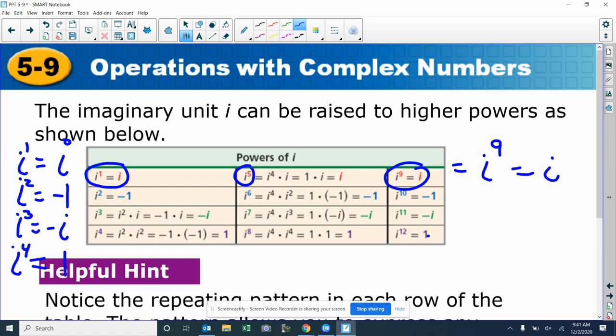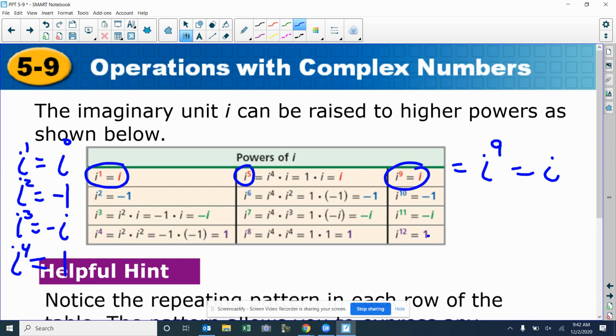On the other hand, i to the fourth is 1. So what would be the next, i to the 8th? Would also be 1, right? What would be the next one? i to the 12th. Then i to the, how about 16th would be 1. i to the 13th would be what? It would just be i. How about i to the 20th? What would that be? Well, that's a multiple of 4, so that's just gonna be 1, isn't it?